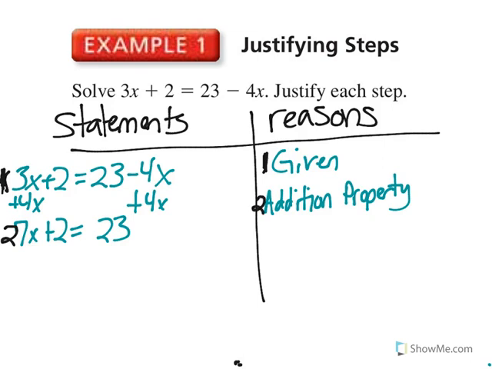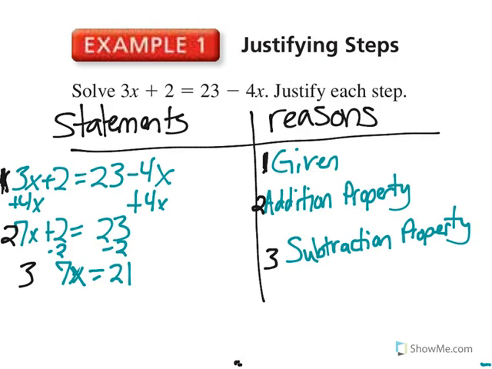So then I still need to combine like terms as well. I need my 2 and my 23 together. So I need to subtract my 2 across. And so when I subtract from both sides, I end up getting 7x is equal to 21. This is my third statement. And then my third reason, to get to that step, I had to subtract. So this one would be subtraction property.